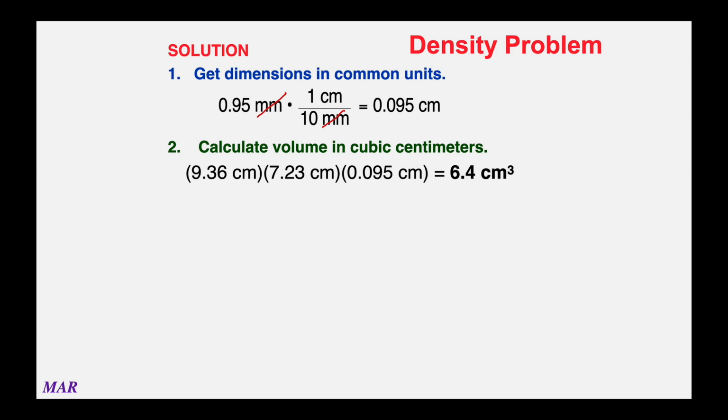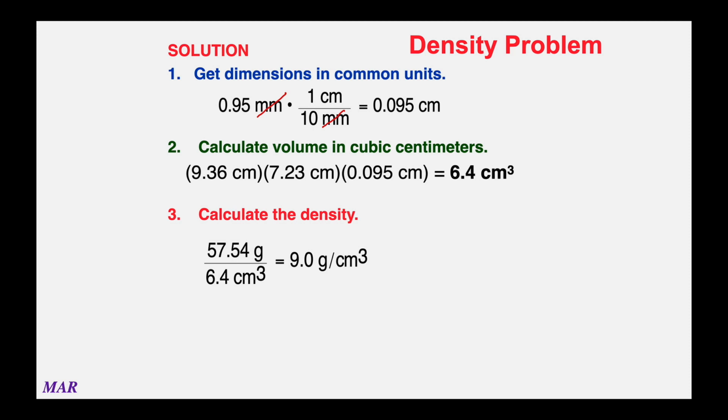And notice here how it's centimeters times centimeters times centimeters. If you throw this in your calculator, it comes out to be 6.4, and that's 6.4 centimeters cubed. That's the volume of the copper. We can use this then to calculate the density of the copper. Density is mass over volume. So 57.54 grams divided by the volume, 6.4 centimeters cubed, gives 9.0 grams per centimeter cubed as the answer for the density in this problem.